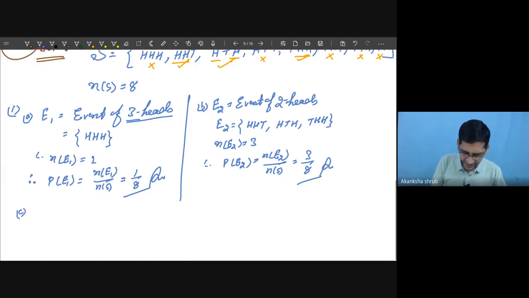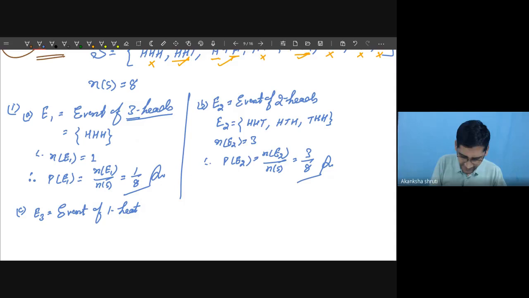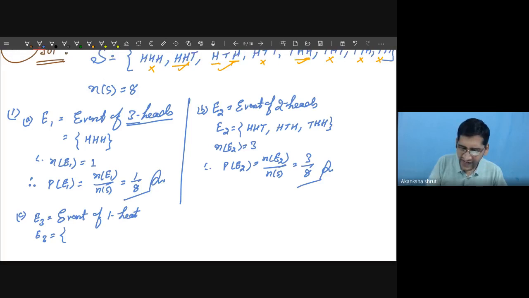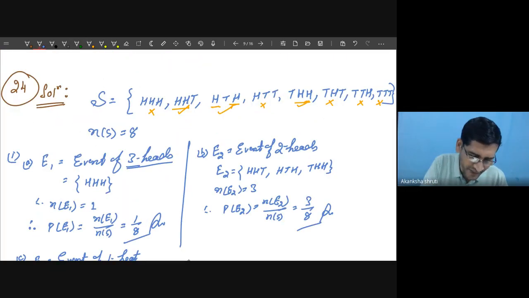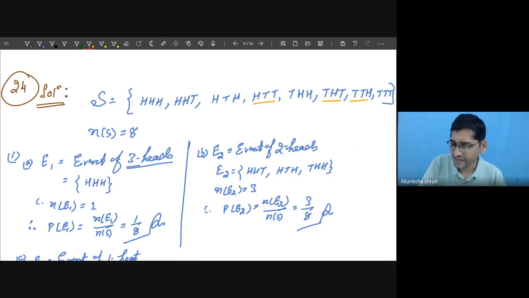In this first one, even probability of 3 heads, 2 heads, 1 head. So event of 1 head. What is the event of 1 head, student? Means E3 we need to write it here. So 1 head, again we have to observe the sample space, and from there we shall search for the members which have 1 head only. And here we are observing 1 head is in this one and this one. So exactly 1 head we shall take.